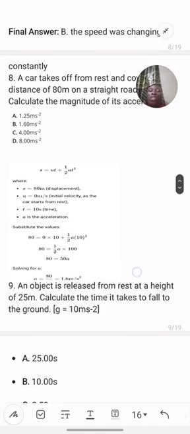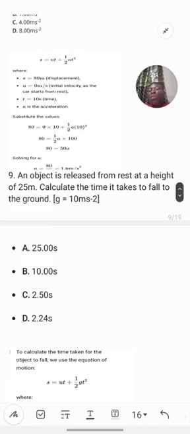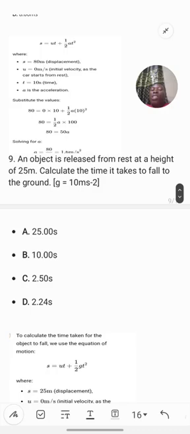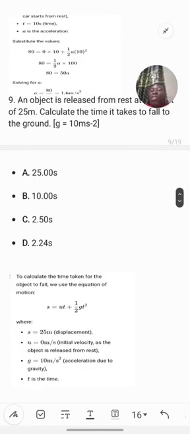Then the next question is, an object is released from rest at a height of 25 meters. They ask us to calculate the time it takes to fall to the ground. Okay, the time. So we can still use the equation of motion this time around. We have s equals ut plus half gt squared. G is our gravity this time around, not acceleration anymore.